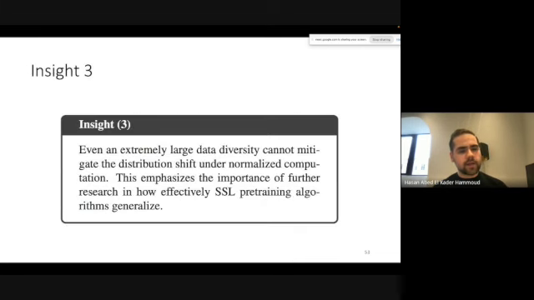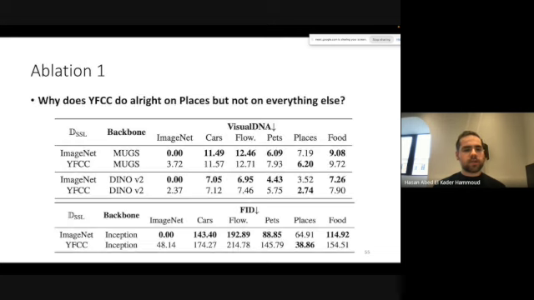Okay, so the last insight that we have in this paper is that even an extremely large data diversity cannot mitigate the distribution shift under normalized computation. So even if you get YFCC 100 million, incredibly high diversity, you will not be able to simply say, I'm going to bridge the distribution shift between my upstream and downstream. And this enforces the importance of having SSL techniques that effectively use those large-scale data sets to learn unique representations. And again, large data sets cannot mitigate the distribution shift under normalized computation.